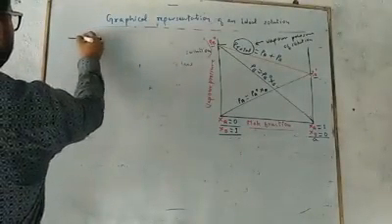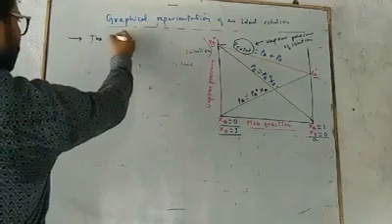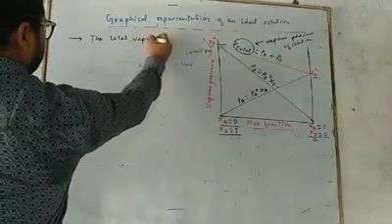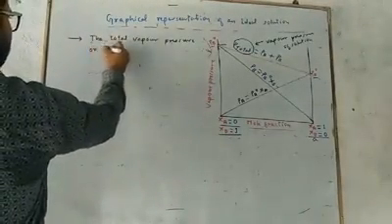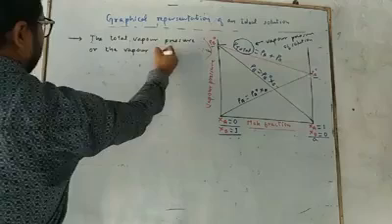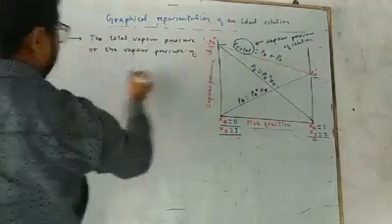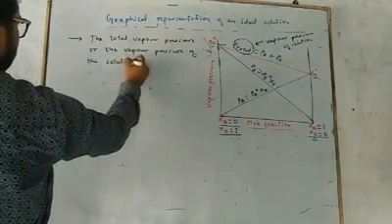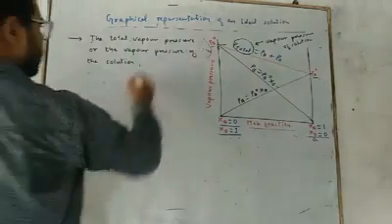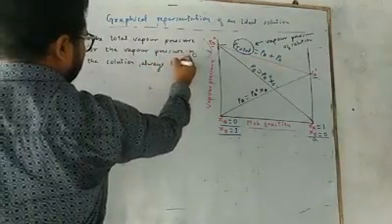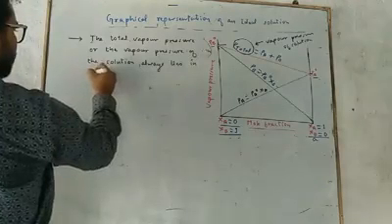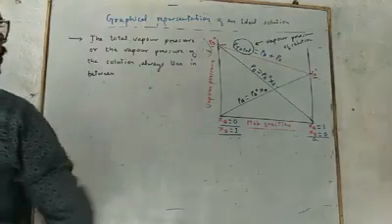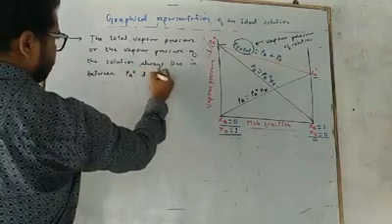So write it here. The total vapor pressure, or the vapor pressure of the solution, always lies in between PA0 and PB0.